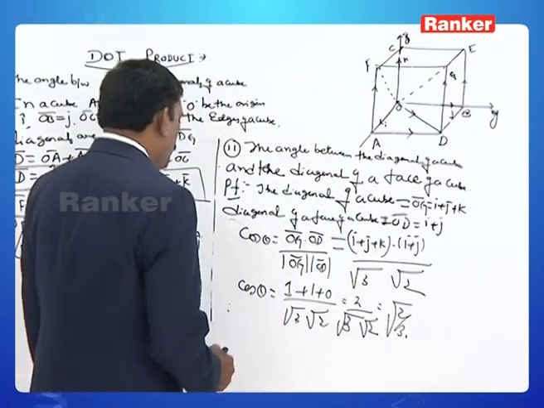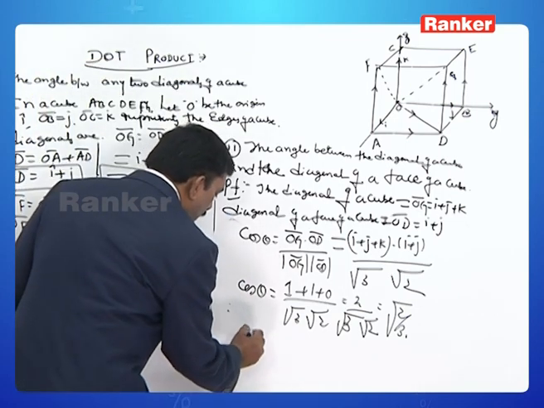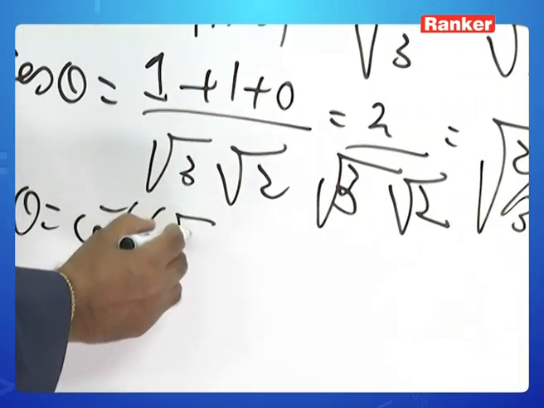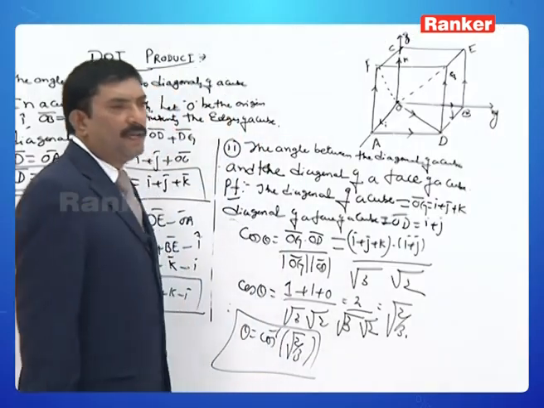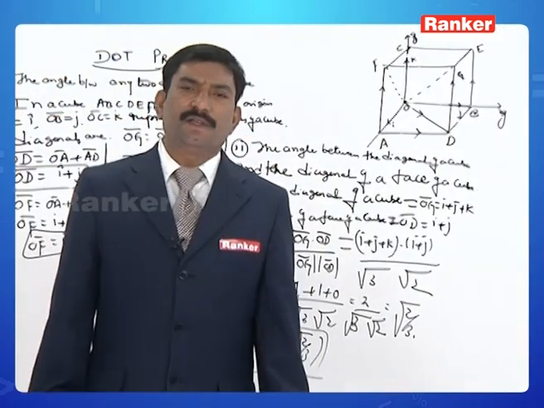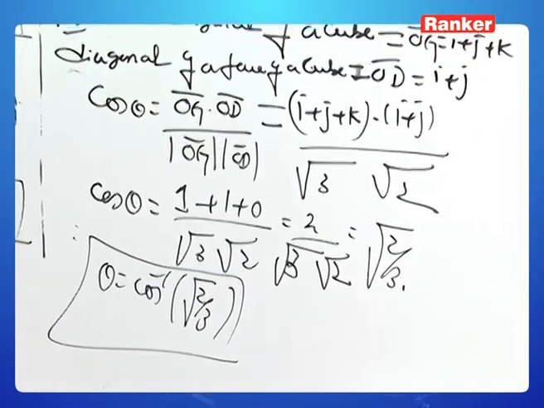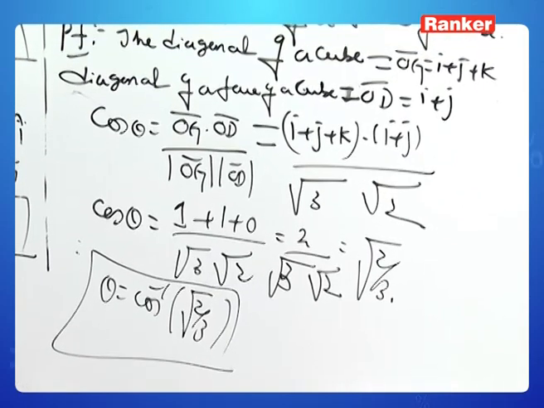So therefore, the angle between the diagonal of a cube and the diagonal of a face is given by theta, that is theta is equal to cos inverse of square root of 2 by 3.